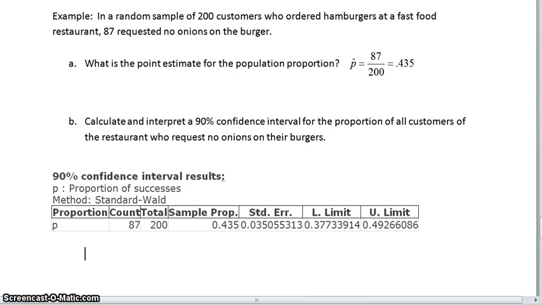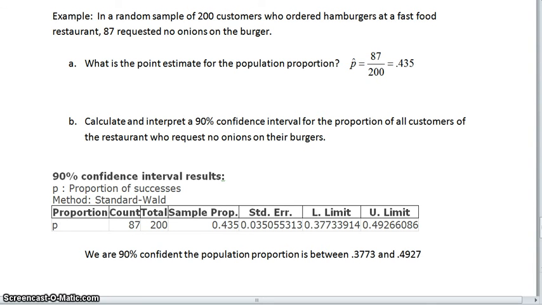And so our interpretation is we are 90% confident the population proportion, or the proportion of all customers of the restaurant who request no onions on their burger, is between 0.3773 and 0.4927. So in other words, we're 90% confident the population proportion is between 37.73% and 49.27%. All right, so that's all you have to do.